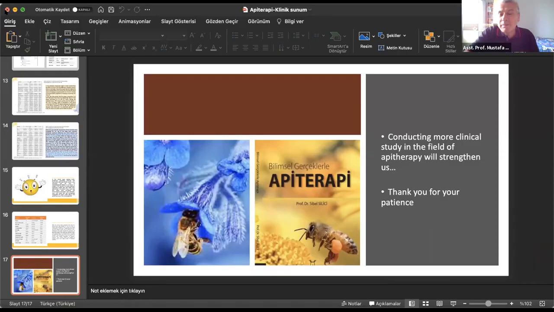Our next presenter is Olgay Kaan Tekin. Mr. Olgay Kaan Tekin is going to present the effect of short and long-term use of commercial propolis extract on liver enzymes in rats. And just before that, Olgay Hoca, we have a problem with the time. Can you please stick to the time? Thank you. Okay.